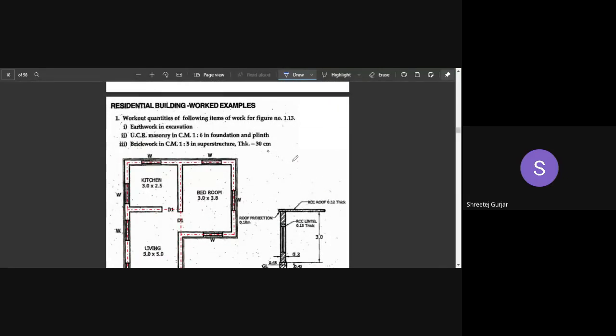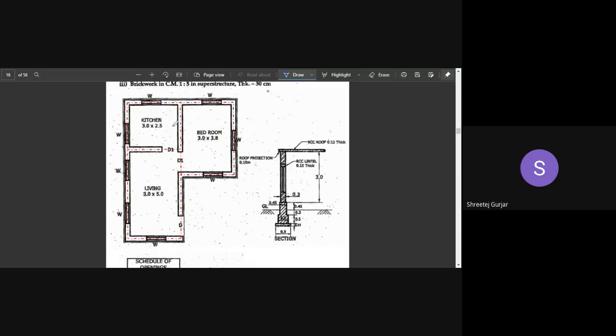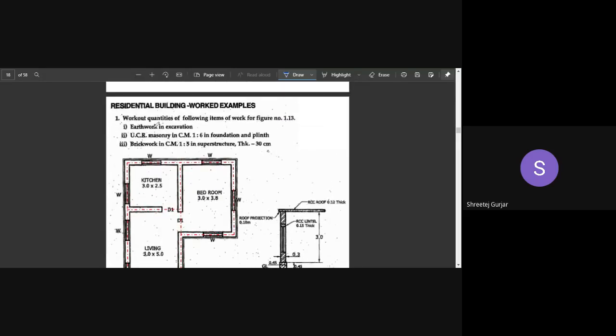This is also a residential building. For earthwork in excavation, only 3 quantities have been asked to calculate, and they have not given us which method to be used for this numerical.